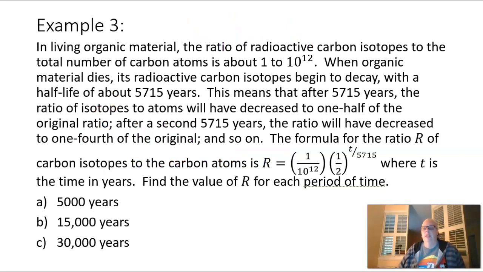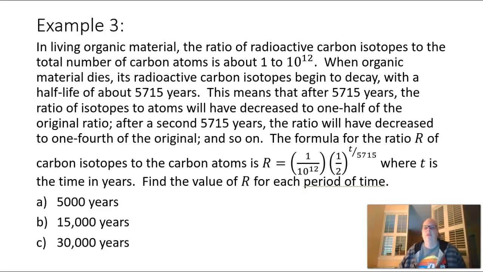Example 3 here is dealing with applications of some of these exponential functions. In living organic material, the ratio of radioactive carbon isotopes to the total number of carbon atoms is about 1 to 10 to the 12th power. When organic material dies, its radioactive carbon isotopes begin to decay with a half-life of about 5,715 years. This means that after 5,715 years, the ratio of isotopes to atoms will have decreased to 1/2 the original ratio. After a second 5,715 years, the ratio will have decreased to 1/4 of the original, and so on.